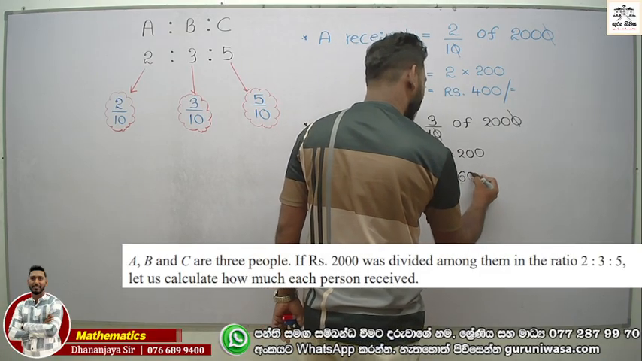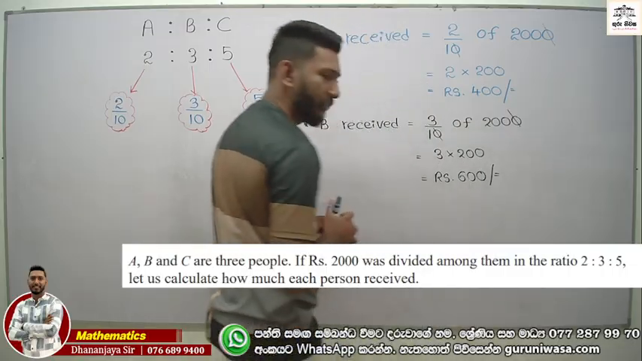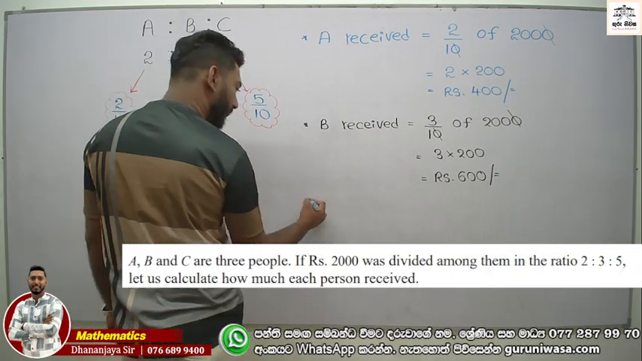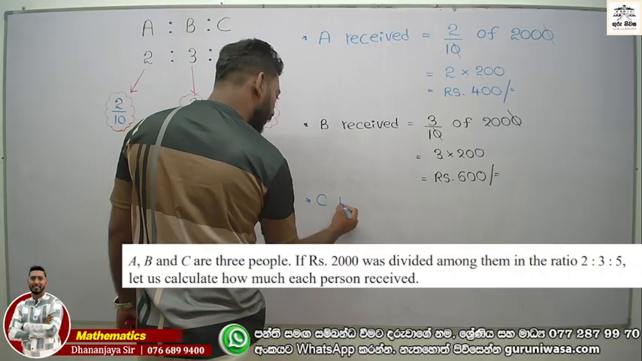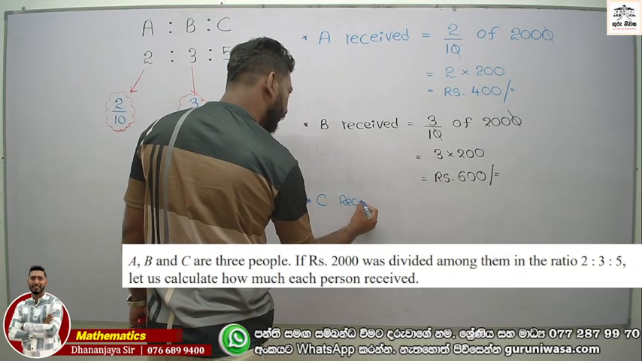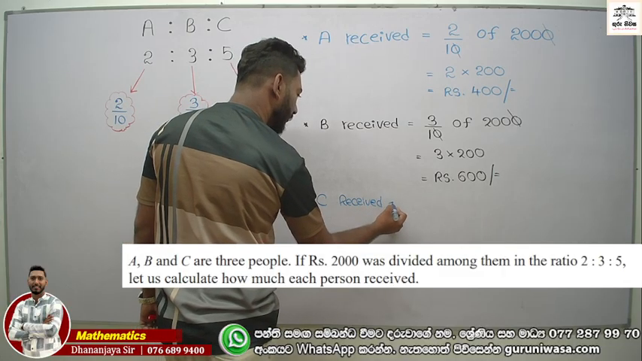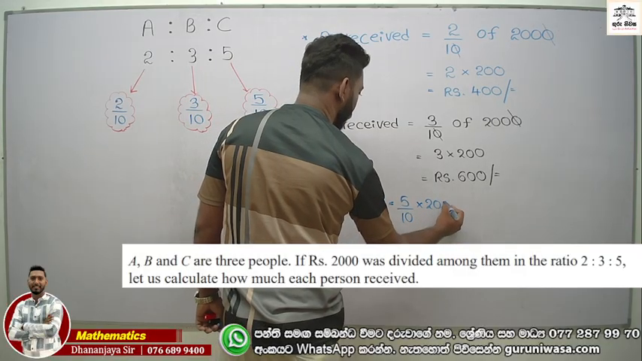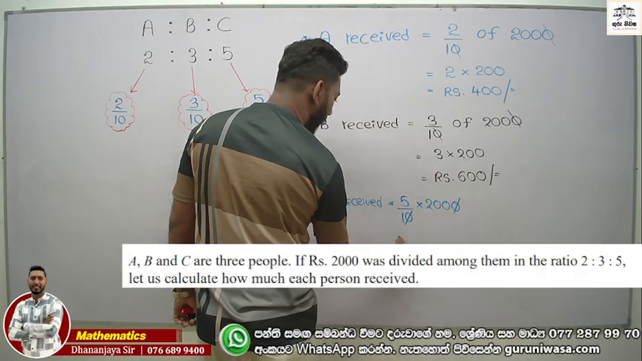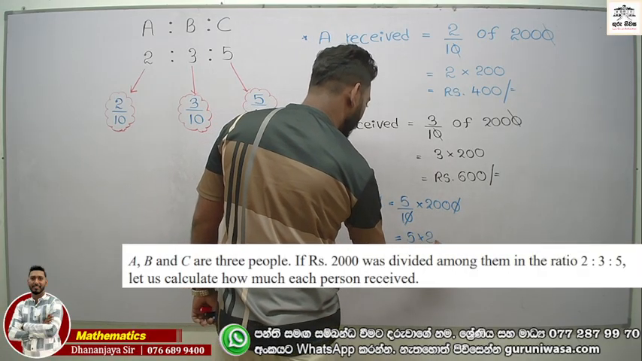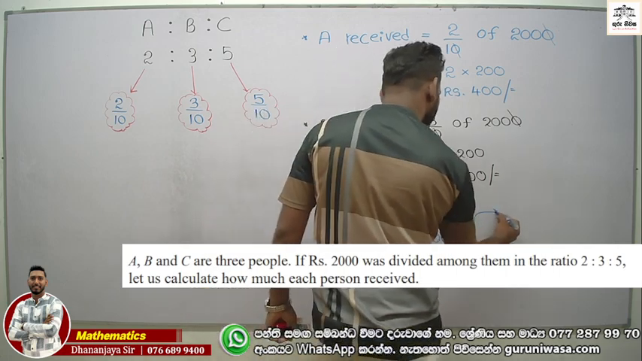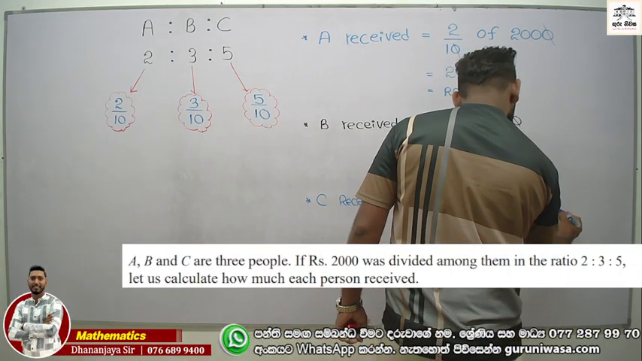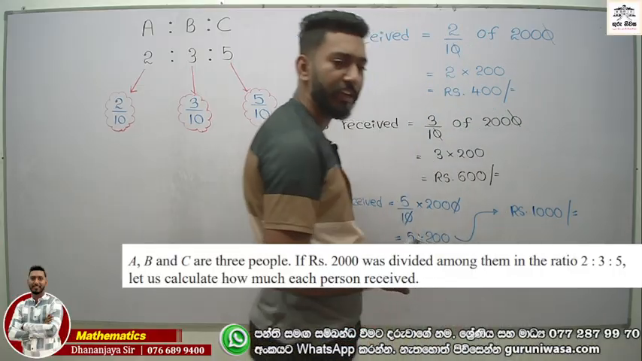600. Well done. 600 rupees. Now I'm going to find the answer for what C received. Now listen. C received 5 out of 10 into the 2000. Now 0 and 0 cancel, and 5 times 200 is equal to 1000 rupees. 1000 rupees. C is the one who received the most money.